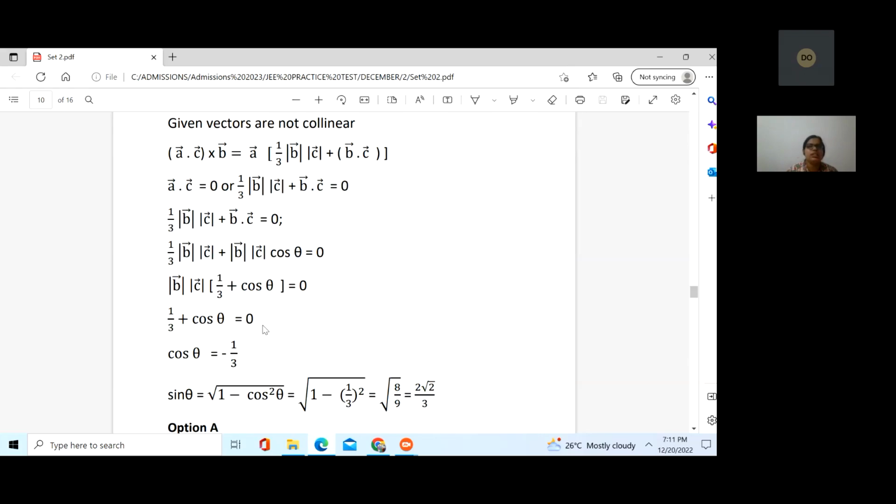Now what is sine theta? Once you know the cos theta, you can find out the sine theta, right? It will be root of 1 minus cos square theta. So 1 minus minus 1 by 3 square. It will be root of 8 by 9. Root 8, you will be able to write this. Once you have root 8, you need to change it because the options are in the other format. So you need to change it. So it's 2 root 2. It's just 2 root 2 by 3.